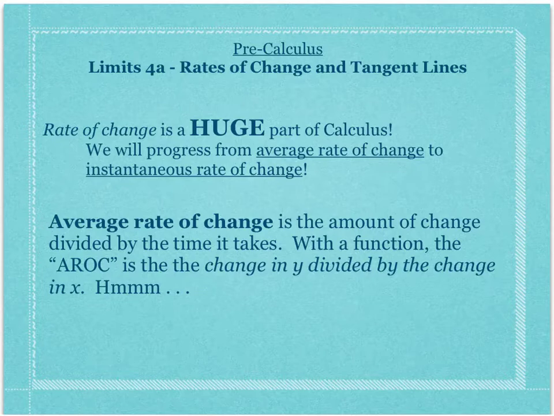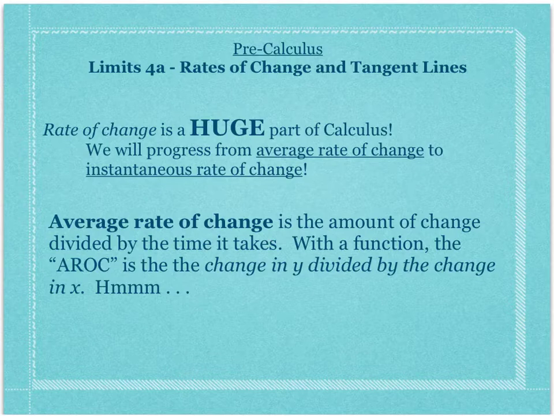Anyway, this is Limits 4A Rates of Change and Tangent Lines. This is really kind of the backbone of calculus, at least one branch of calculus, as you can see. So we're going from average rate of change to instantaneous rate of change. And notice as it says here, this average rate of change is just a huge part of calculus.